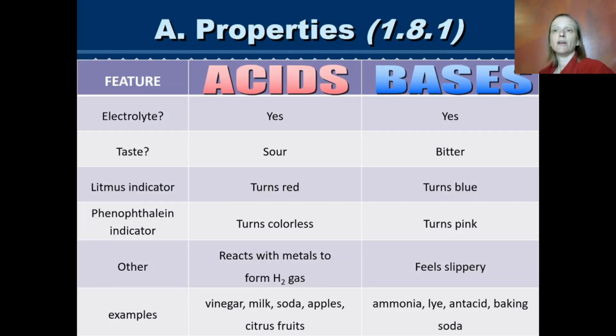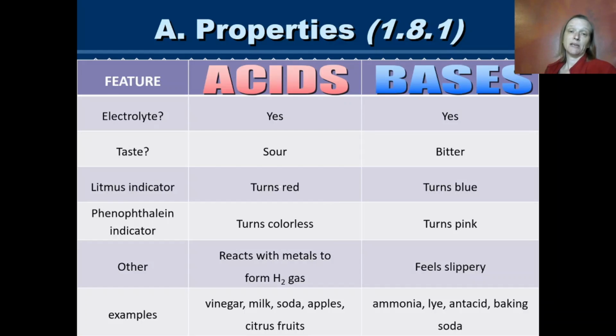Acids and bases are both electrolytes. They both separate into ions in solution. You should not taste any acids in lab. However, many of the acidic and basic foodstuffs that you might eat, acids tend to taste sour. Most fruits are acidic, especially citrus fruits, oranges, lemons, limes. Those have a sour taste. Bases have a tendency to taste more bitter. Acids turn litmus indicator red, whereas bases turn litmus blue.